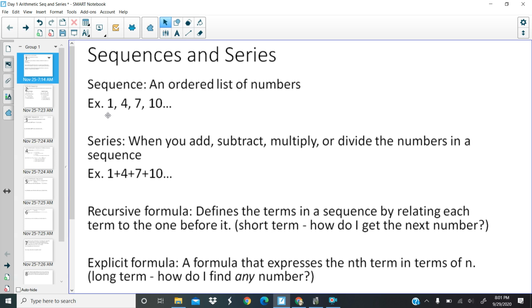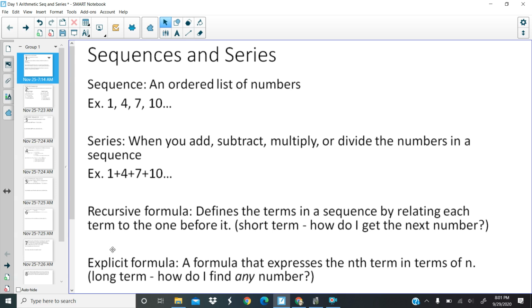So a sequence is going to have either a common difference or a common ratio, depending on if it's arithmetic or geometric. Today we're only talking about arithmetic, and so that means you're adding the same number each time. So that's going to be a sequence. A series is when you're combining the numbers that are in a sequence. So in this case, you're just adding each number as you go. And then there's going to be two different types of formulas, which are going to be on the next slide.